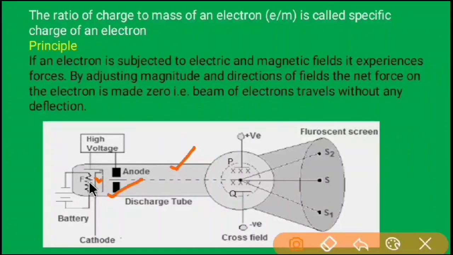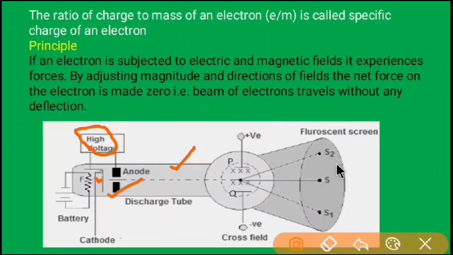By the thermionic process, an electron can be ejected out from the cathode, which is accelerated by the high voltage supply. So this high voltage supply is called the accelerating voltage. When an electron is accelerated from cathode to anode, there is a gain of kinetic energy. So the work done by the electrical force is equal to the gain in kinetic energy. Then that electron gets ejected out from the fine bore and it travels in a straight path.